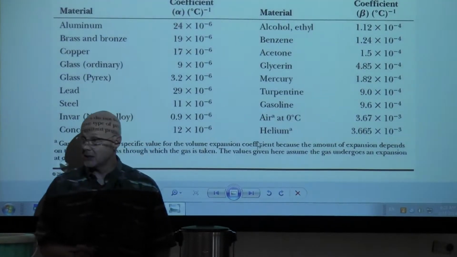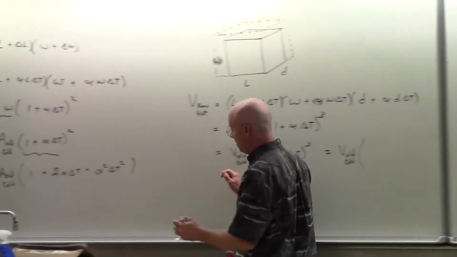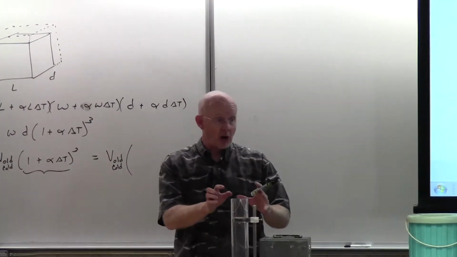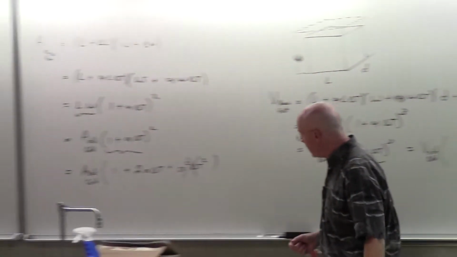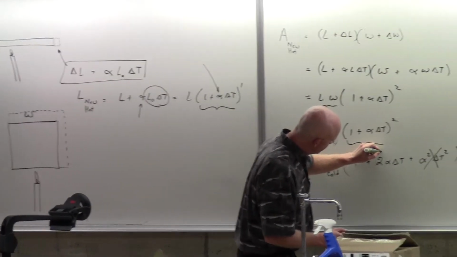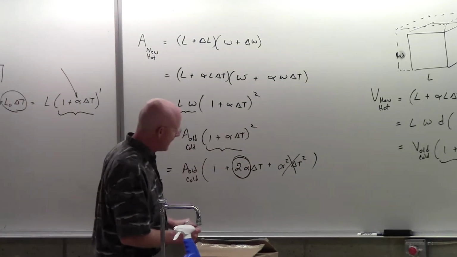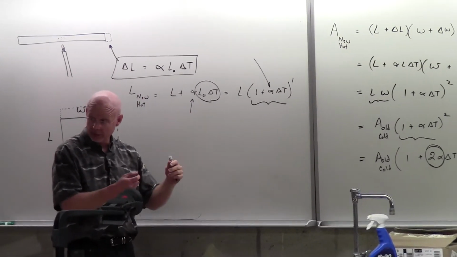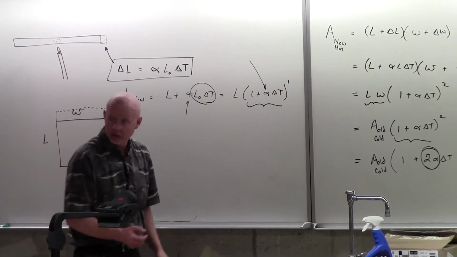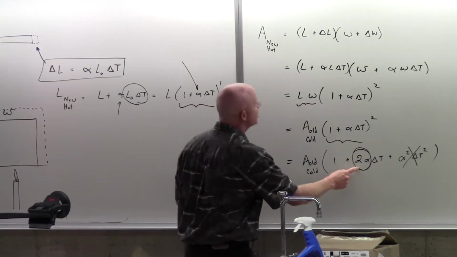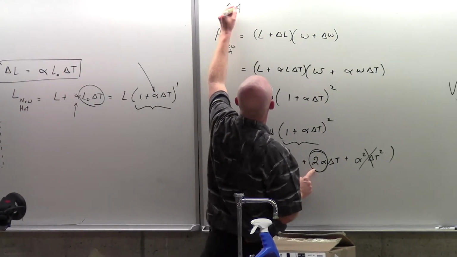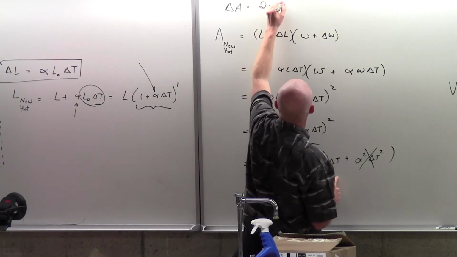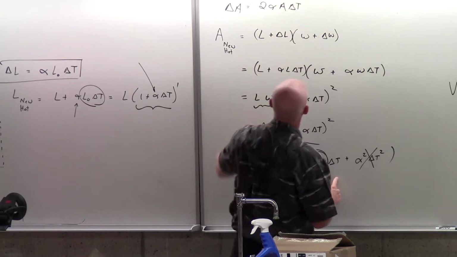10 to the minus 6. So if we square it, that's really small. So ignoring that part, then we can say that this multiplication factor is equivalent to the linear coefficient. This would be the area coefficient. That is the number that if you wanted to know how much the area increased, it would be 2 alpha times the original area times delta t. Does that make sense?